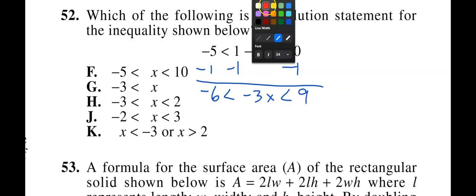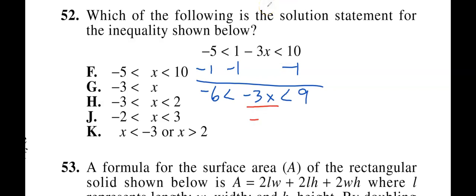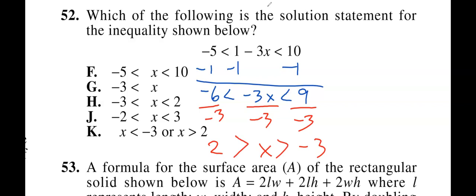How would you get rid of that negative 3? Divide by negative 3, divide by negative 3, divide by negative 3, giving me 2 and x and negative 3. What happens to the signs because you divide by a negative number? Thank you. And the only answer up there that matches that one is letter H. Yes, they did flip the whole thing over, right? They picked it up and they flipped it over, trying to confuse us. But we didn't fall for it.